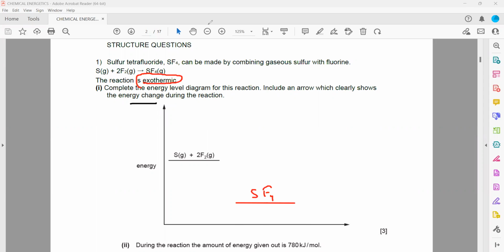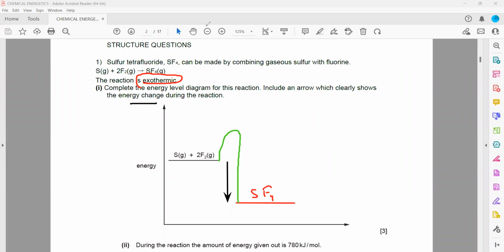For exothermic reactions, the arrow which we use to show energy change should always point downward. If it was an endothermic reaction, the energy change arrow will point up. They did not ask here to mention activation energy, but some questions ask to label activation energy as well. So we'll draw a peak where it reaches activation energy and forms a product.